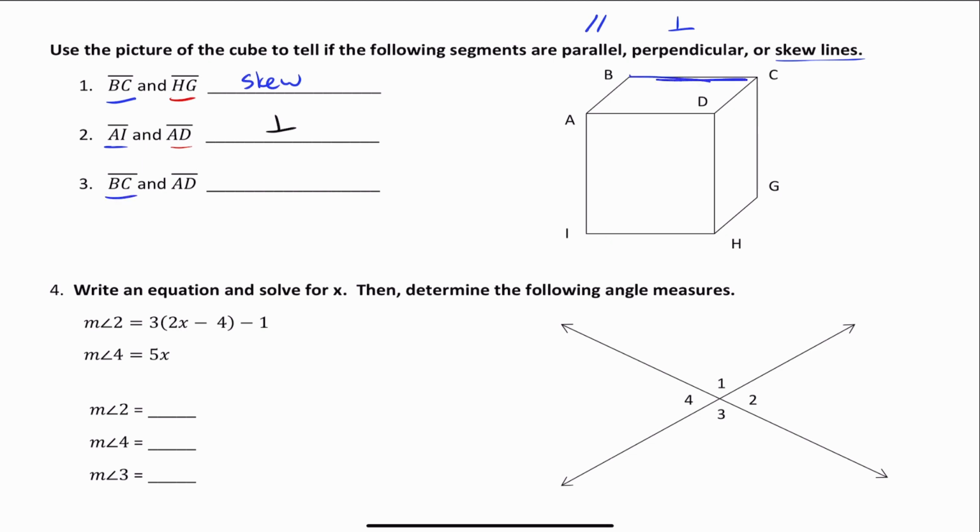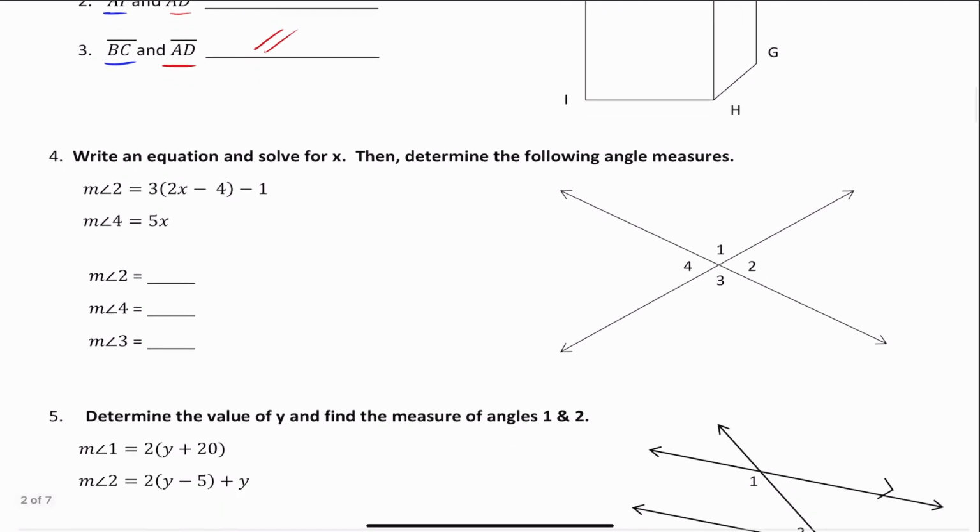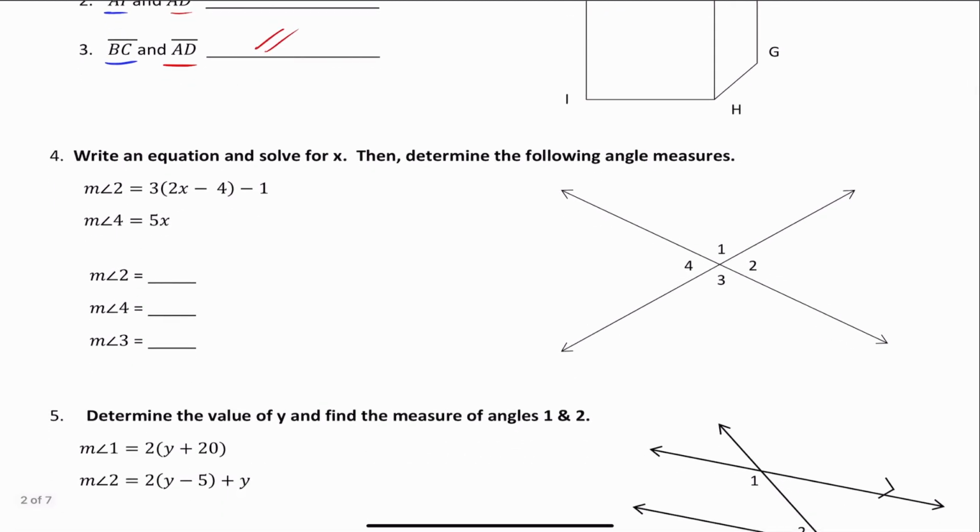BC is right here, and then AD is right here. Notice that these two segments are on the same plane. Since these are never going to intersect and they are on the same plane, that's what we call parallel. So that's parallel. Number 4, write an equation to solve for x, then determine the following angle measures.